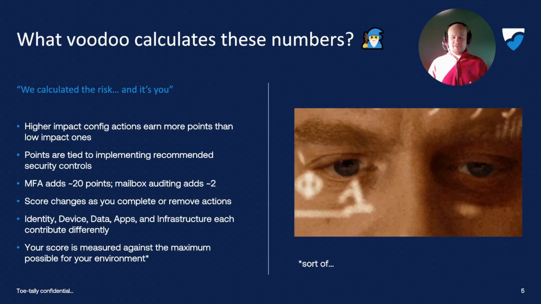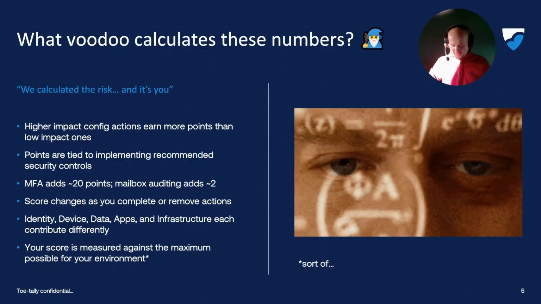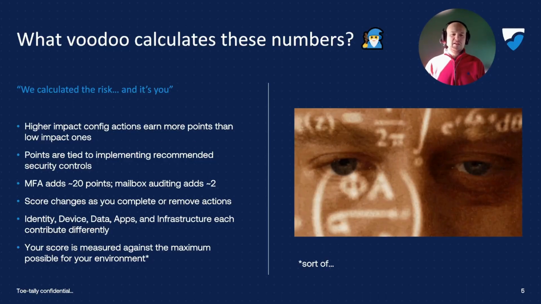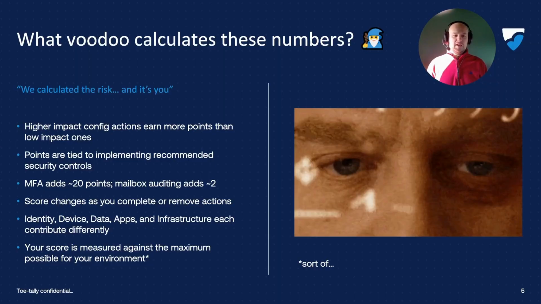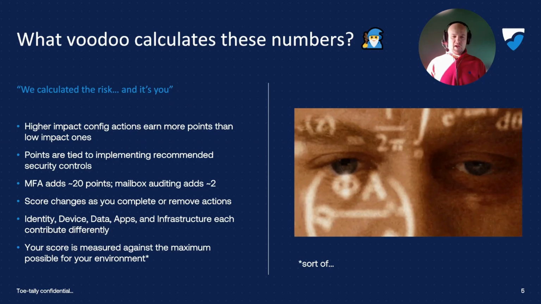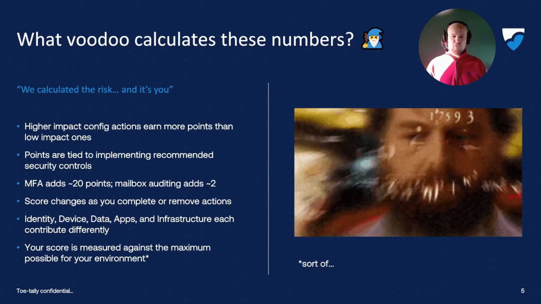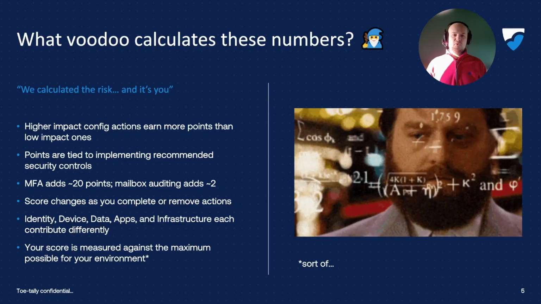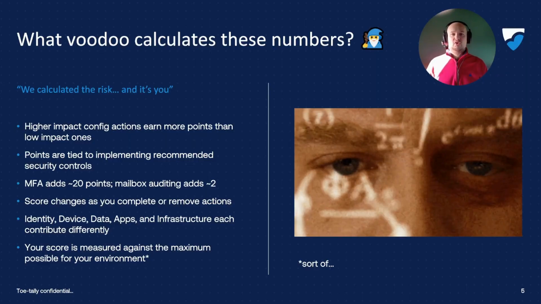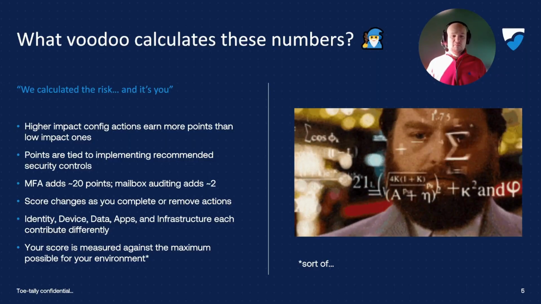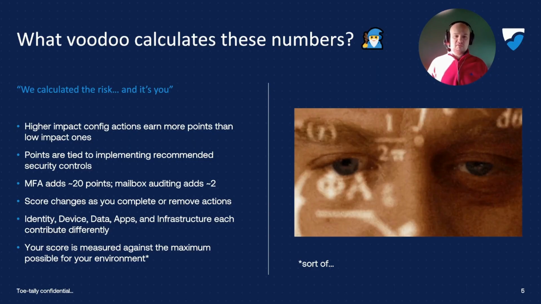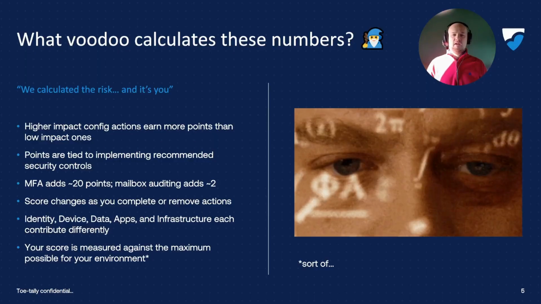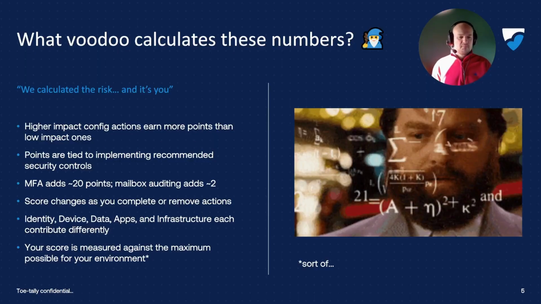So what voodoo calculates these numbers? I know with Microsoft sometimes it does appear they're doing some voodoo in the background and it doesn't always make sense, but at its simplest form, the higher impact configuration actions will earn more points than the lower impact ones, and this is where that weighting comes in I was talking about. So for example, enabling MFA for all of your users is going to have a higher weighting than something like turning on mailbox auditing, right? There's a bigger security impact there, so we're going to give you more points. That's the sort of low-hanging fruit, if you like.